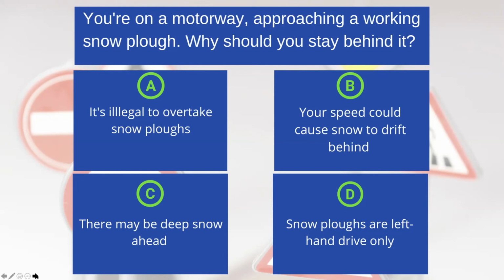So let's get rid of D. Snow ploughs are left-hand drive only. That wouldn't mean you have to stay behind it. Let's get rid of B. Your speed could cause snow to drift behind. So you're left with A, it's illegal to overtake snow ploughs, and C, there may be deep snow ahead. If you're approaching a working snow plough, that snow plough is trying to push the snow out of the way to make it safe for you to drive, which means there may be deep snow ahead. So the answer here would be C.